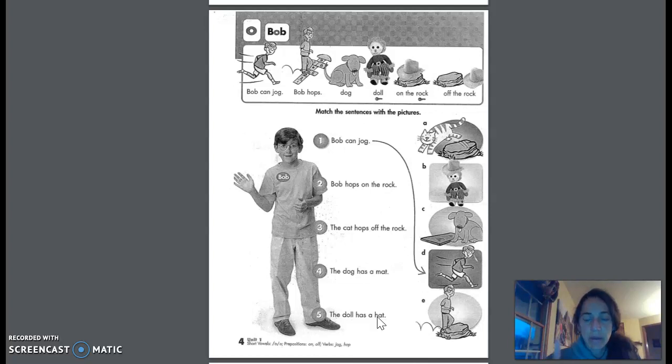Y pueden poner pausa y hacer la actividad. And you guys can hit pause and do the activity.